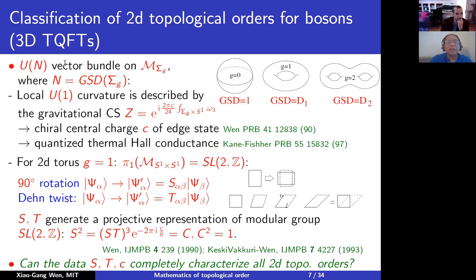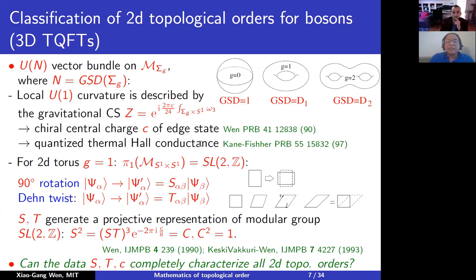Because in 2+1 dimensions, we have a gravitational Chern-Simons term. Therefore the diagonal part, the U(1) part of the determinant bundle of this vector bundle, is non-trivial and has a non-trivial Chern number, which corresponds to the chiral central charge as I just mentioned. This chiral central charge can be measured physically, which corresponds to quantized Hall conductance. The chiral central charge is really a Hall conductance, which can be measured experimentally. Actually, there are experiments which measure this chiral central charge using thermal Hall conductance.